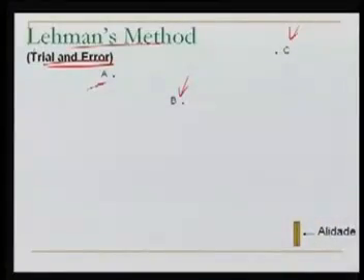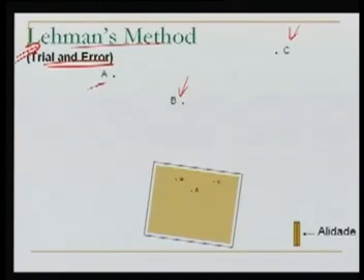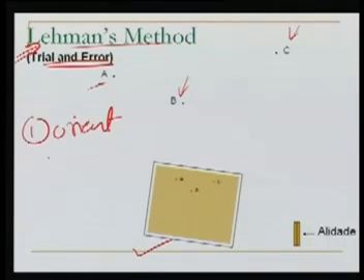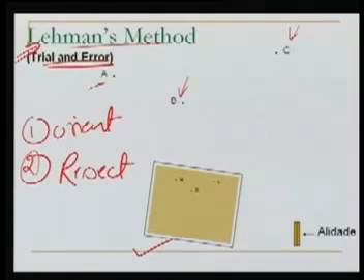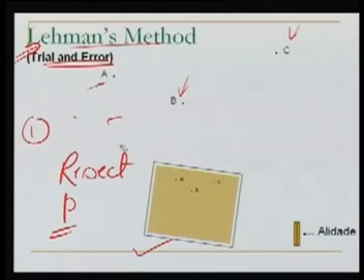Now in this method, the Lehmann method, how do we go about it? Well, this is our table, let us say. Our table is kept at a certain point, somewhere. We want to do two things. Number one, we want to orient, and number two, we want to resect, means we want to determine where that small p is. Now how do we do that?